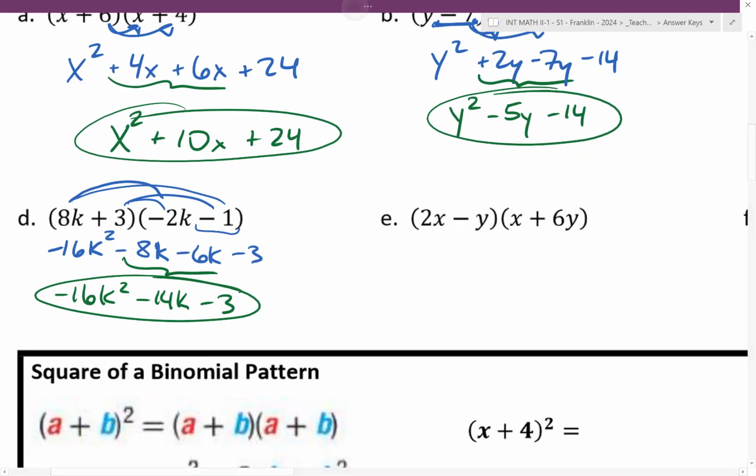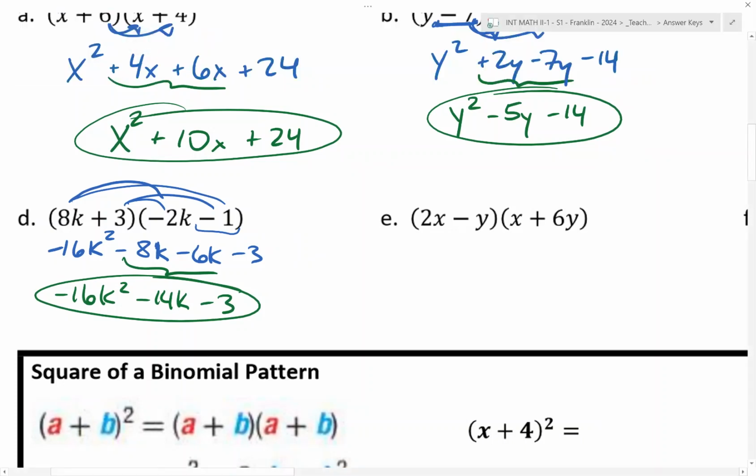Example E. 2x times x is 2x squared. 2x times 6y. Now, we are multiplying two variables here, so 2 times 6 is 12. And then you can just write xy like this. So x times y, it's just xy. And then this is a negative y here, so negative y times x is negative. And it's the same two variables here, x and y, so I like to write them in alphabetical order.